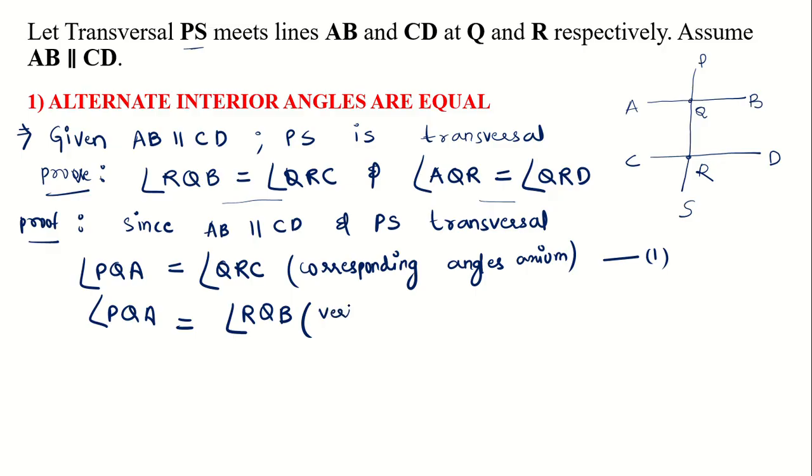So vertically opposite angles at point Q. Take this as equation 2.